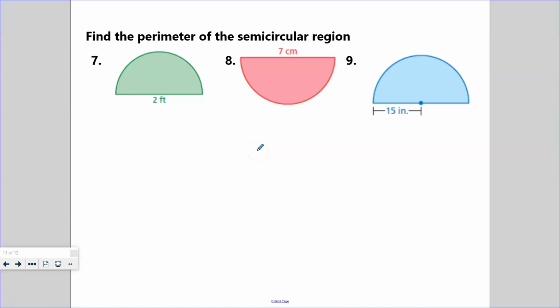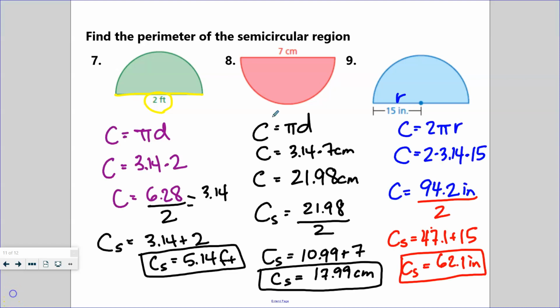All right, a couple for you to try on your own. Again, don't forget to add this piece at the end. So find the semicircle, and then add the 2 feet. I'll give you a second to do those. Push pause and try those on your own, and then when you're ready to check your work, push play.